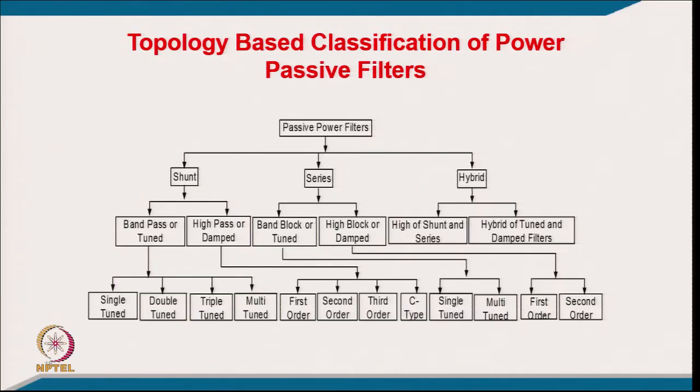The third category is the hybrid, which can be a hybrid of high pass and series filter, a hybrid of tuned shunt and series filter, or a hybrid of tuned and damped filter. So this is how you make a hybrid of either the tuned and high pass filter, or tuned and damped filter, or, which we normally use, a hybrid of shunt and series filter. So plenty of configurations are possible even in the hybrid category.